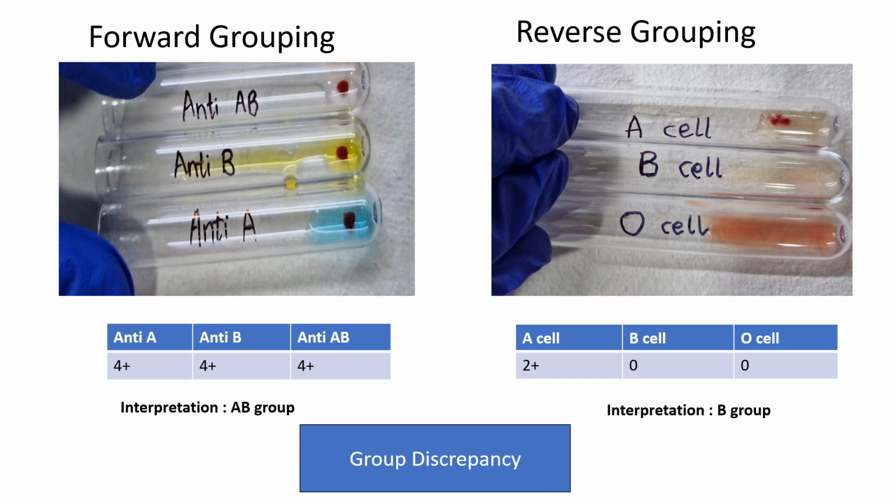Whereas in reverse grouping, in A cell there was a 2 plus reaction, in B cell there was no reaction, and in O cell there was no reaction. Hence the interpretation being that it is a B group.